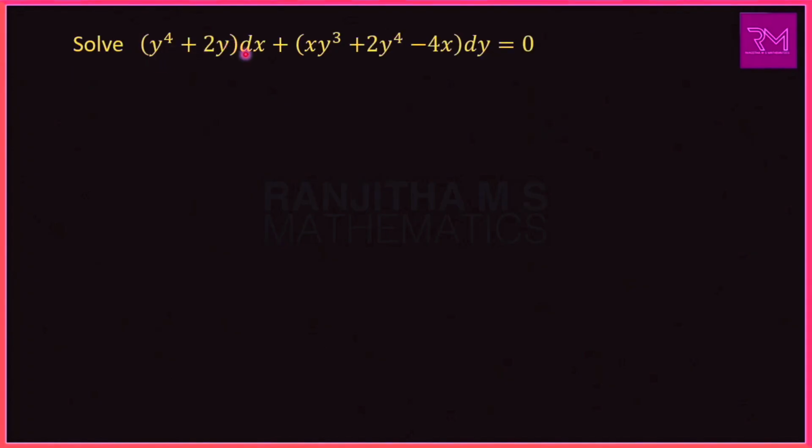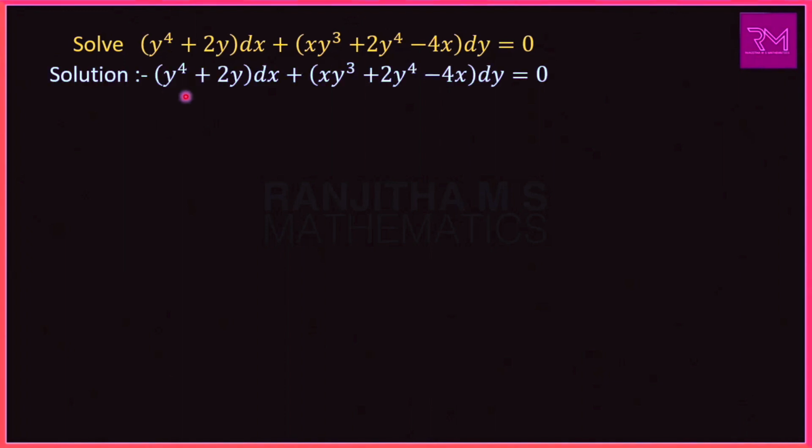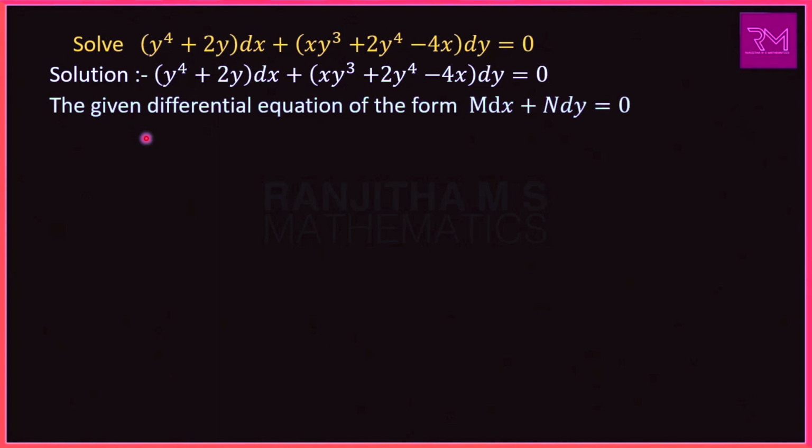Solve (y^4 + 2y) dx + (xy^3 + 2y^4 - 4x) dy = 0. Here the procedure is the same as before. Take the given problem, which is an equation of the form M dx + N dy = 0.